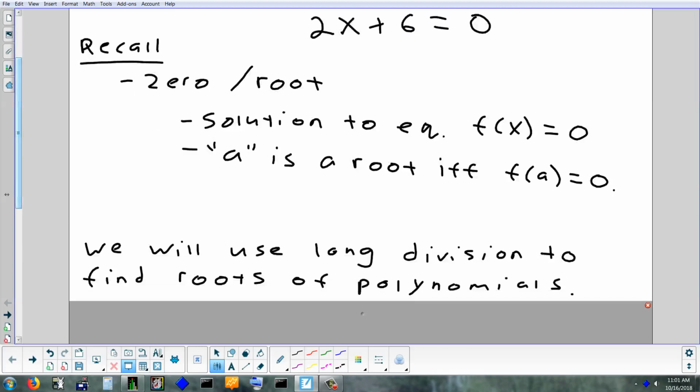So what we're going to do is look at using long division. Long division is not as easy as synthetic division, but the advantage is it works all the time. Synthetic division is faster, but it only works some of the time. In general, once we learn long division and synthetic division, if a problem doesn't say which way to solve it, I don't care which type of division you do.